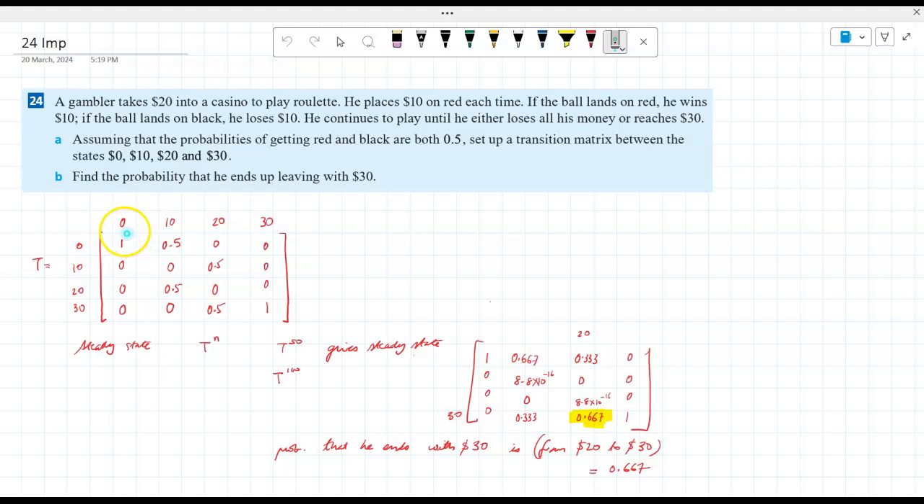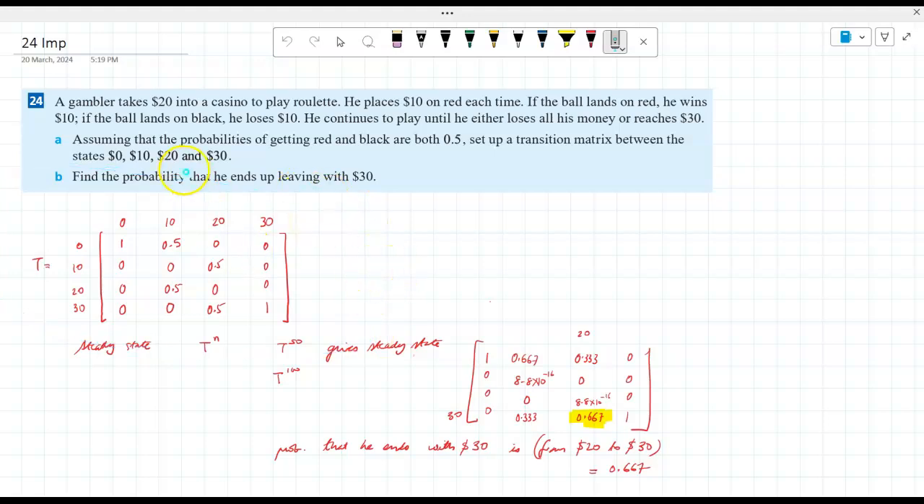So if it's 0, he remains at 0 only. If it's 10, then either he'll become 0 or he'll become 20. If it's $20, then he'll lose $10 to become 10, or he can gain 10 to become 30. Now if he has 30, he remains at 30. He doesn't play. So that's your transition matrix. This was a tough sum.